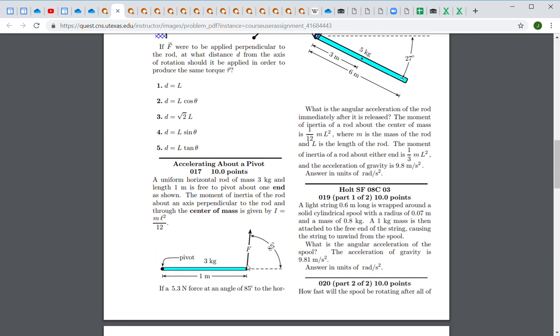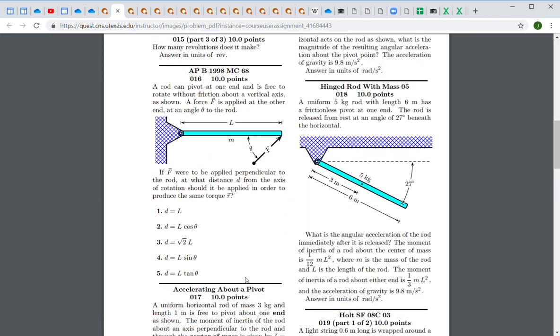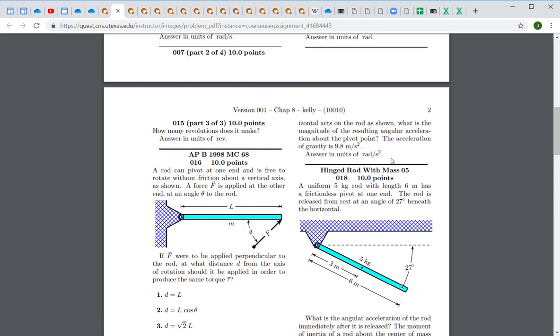this problem. So the net torque is just going to be F times the sine of 85 degrees, right? And we're given F there. And that's equal to I, which is 1/3 ml squared. Here's our m, L is 1 meter for me, times alpha. And then solve for alpha. If you put everything in SI units, you'll get alpha in radians per second squared.